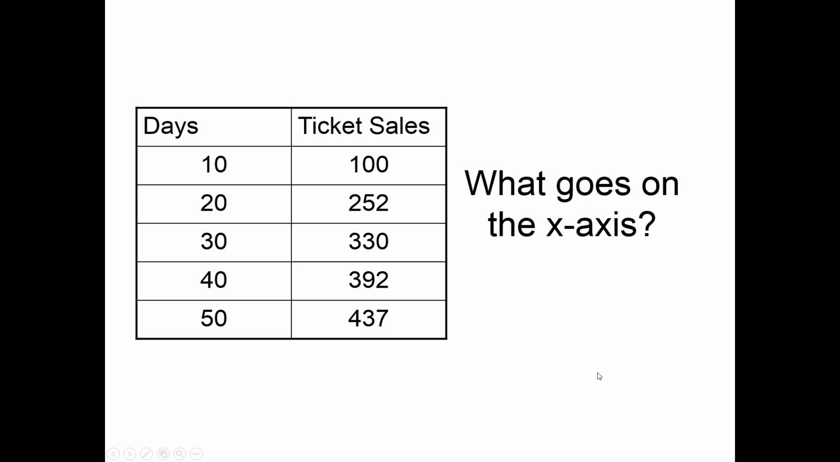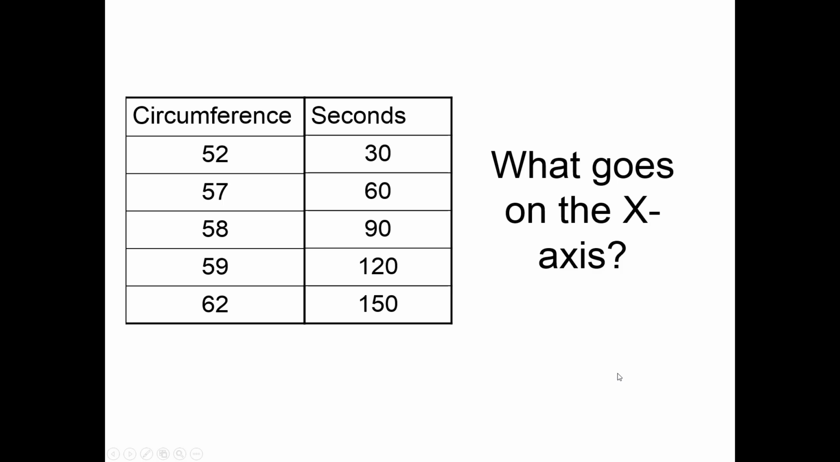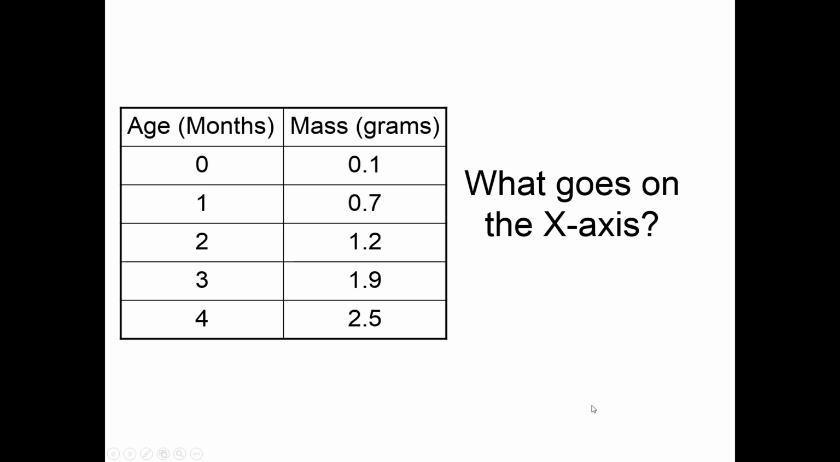So what about this one? What goes on the x-axis? If you thought or said days, that is correct. Days would go on the x-axis here, and ticket sales would go on the y. What about this one? If you thought or said seconds, that would be correct. That goes on the x-axis, circumference would go on the y. What about this one? If you thought or said age in months, that would be correct. This goes on the x-axis. Mass would be what goes on the y-axis.